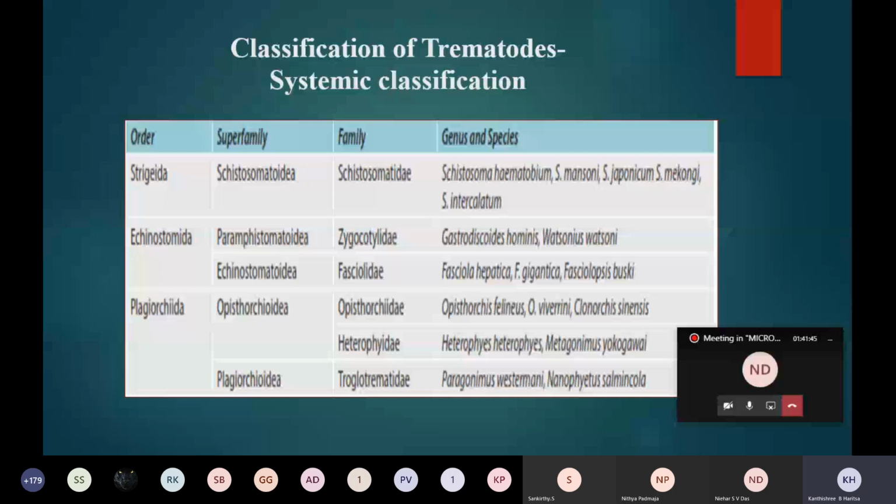Next family Opisthorchidae consists of Opisthorchis felineus, Opisthorchis viverrini and Clonorchis sinensis. Heterophyidae family has Heterophyes and Metagonimus yokogawai. Family Troglotrematidae consists of Paragonimus westermani and Nanophyetus salmincola. So this is the systemic classification.